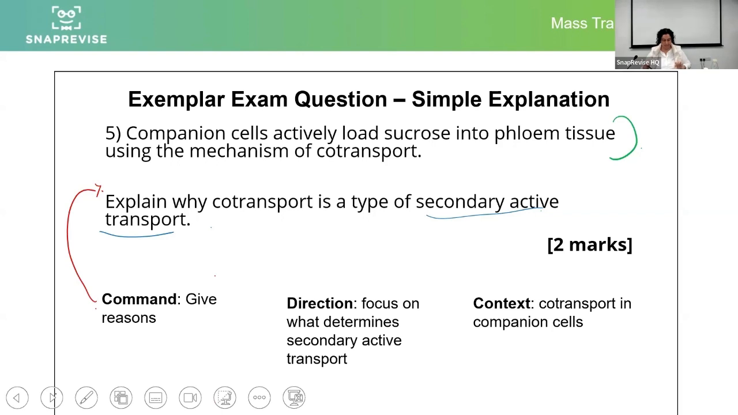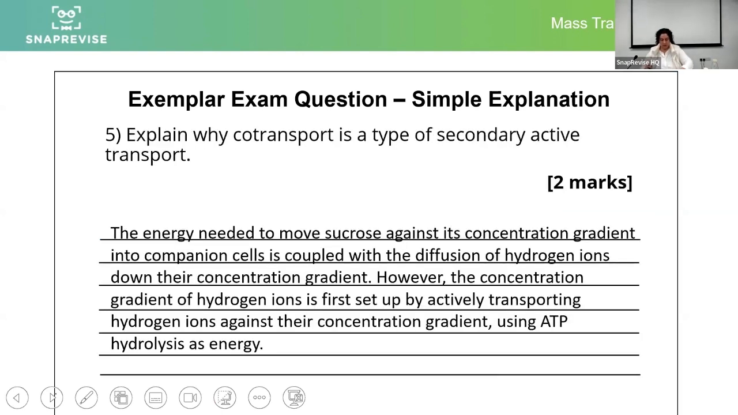Okay. So the energy needed to move sucrose against its concentration gradient into companion cells is coupled with the diffusion of hydrogen ions down their concentration gradient. That is basically what active co-transport is, right? So that's one mark. However, the concentration gradient of hydrogen ions is first set up by actively transporting hydrogen ions against their concentration gradient using ATP hydrolysis as an energy source. That's the second mark, right?